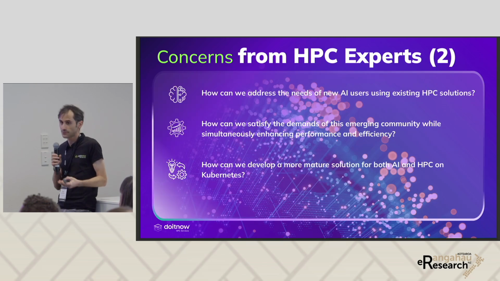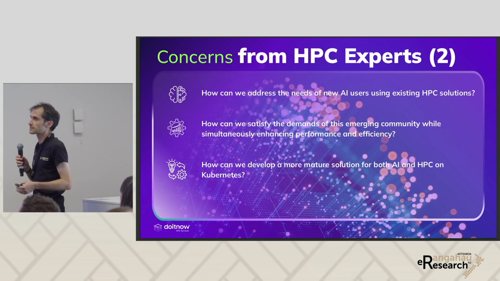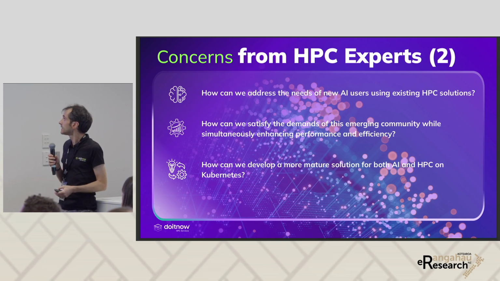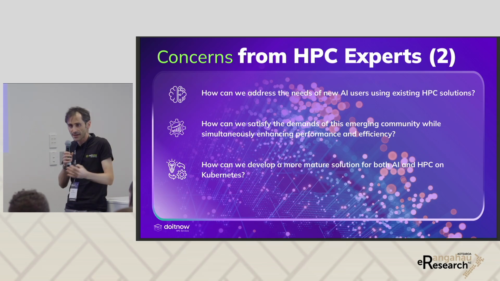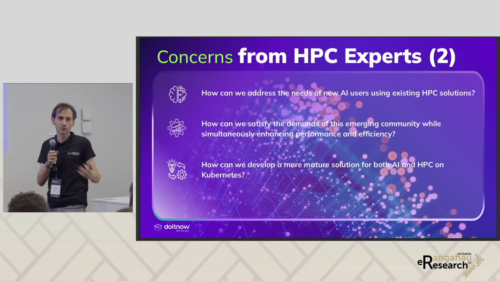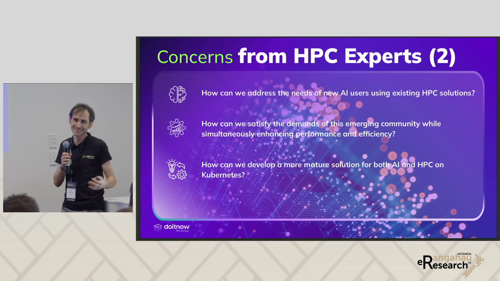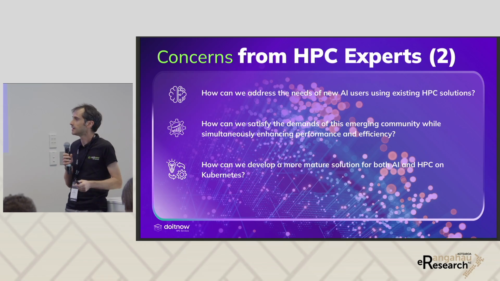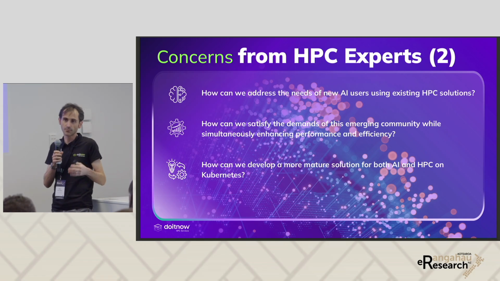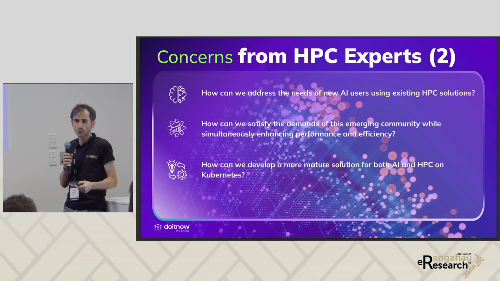So just a few questions to drive the next slides in describing our solution. How can we address these needs of new users in relation to the existing HPC landscape of solutions? How can we satisfy their demands without compromising or minimizing the impact coming from a performance and efficiency point of view? And then how can we keep developing solutions that get more and more mature and improve on the existing?